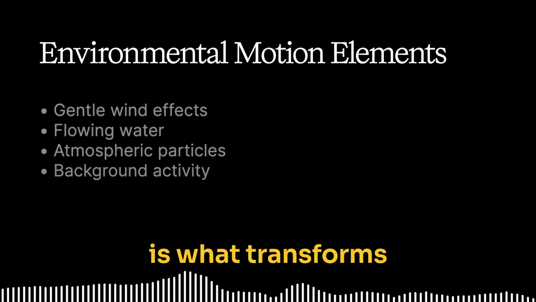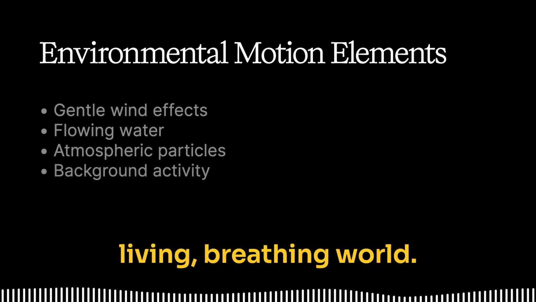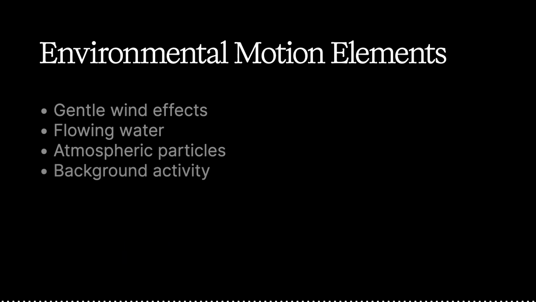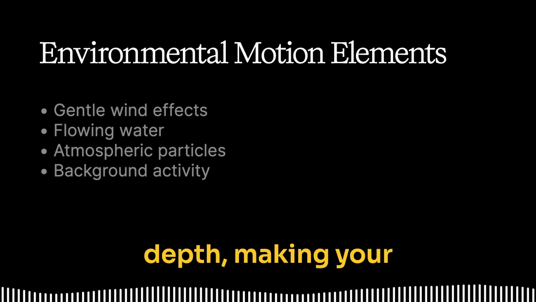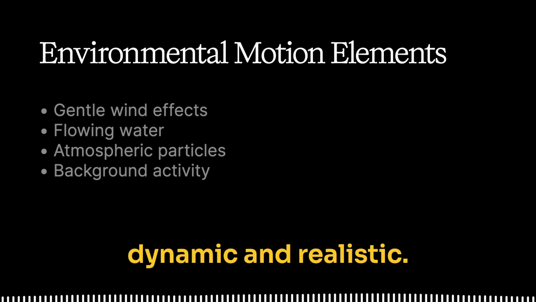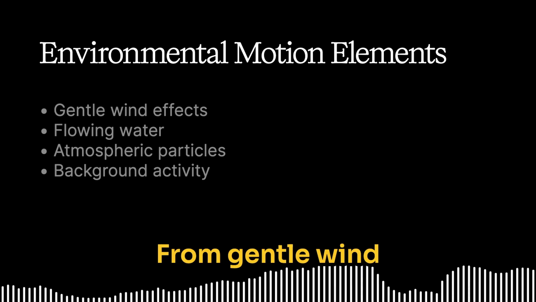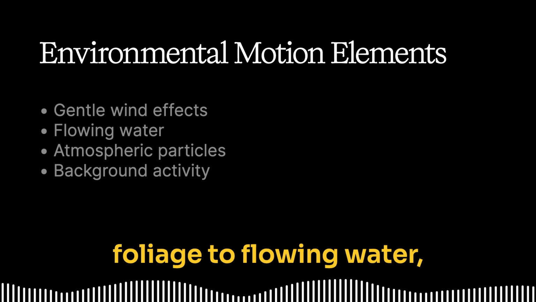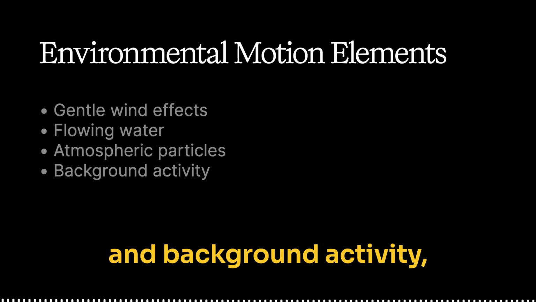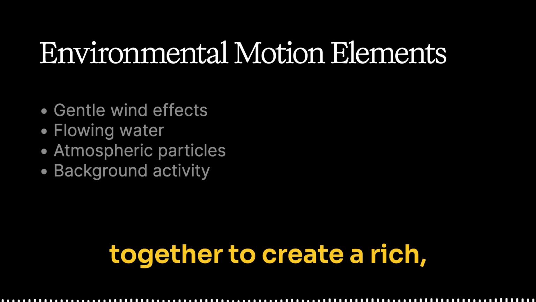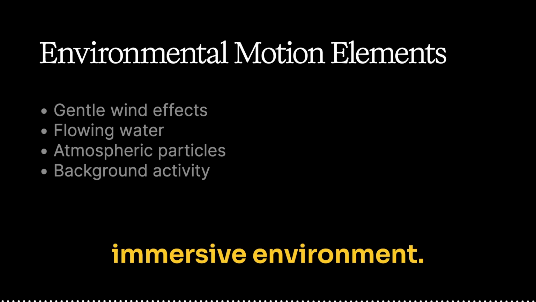Environmental motion is what transforms a static scene into a living, breathing world. These subtle background movements create atmosphere and depth, making your scenes feel more dynamic and realistic. From gentle wind effects that animate foliage to flowing water, atmospheric particles, and background activity, these elements work together to create a rich, immersive environment.